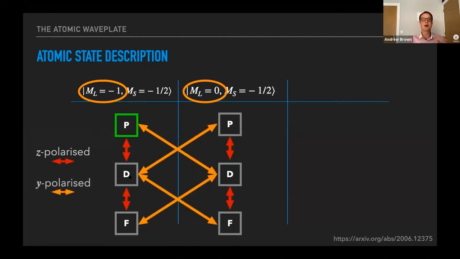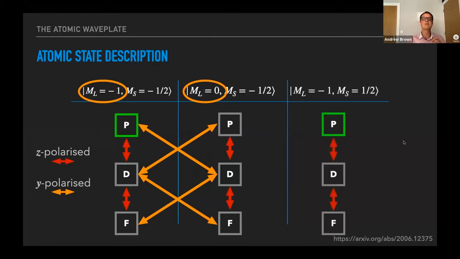So the problem now becomes, can we populate states in both of these columns? And the spin-orbit interaction gives us a route to this, because we can't populate these states directly, but what we can do is set as our initial state, so these two green boxes here designate the initial state, we can populate the spin up and spin down components of this particular initial state, and then the spin-orbit interaction will drive population from this green box into this middle column here. At this point we've populated both the states that we need, or we've got population in both of these ladders of states, and we should see Y-polarized radiation. So that's the basic idea.